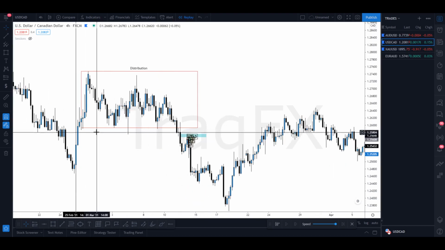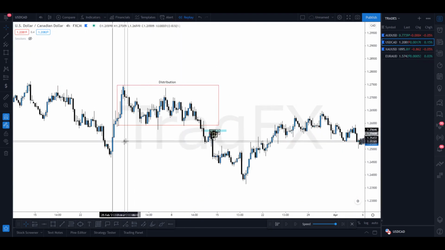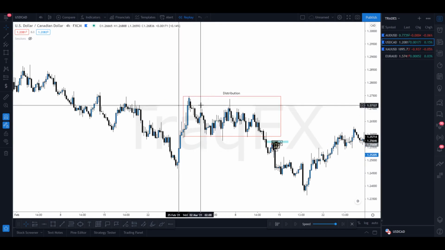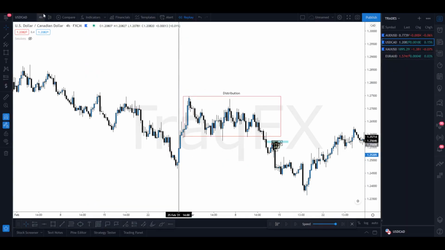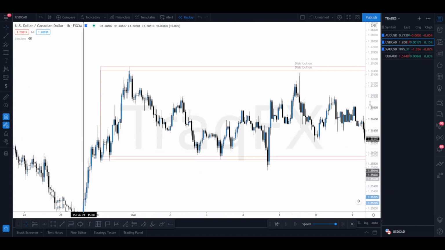Now, if we're looking at Wyckoff from a different perspective, from the higher time frame perspective, for example, right over here, we do have distribution happening. The market does push up, and then it does give us a schematic. Let's look at it. So let's look for the PS and the BC. Let's go down to the 1 hour time frame, and let's look at this.